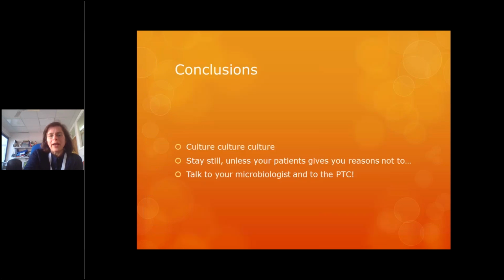Okay, so the conclusion from this is culture. Please try to work on what your clinical assessment is, what your microbiological findings are. Try to find the source of the fever and try not to react empirically to the fever, which is in the end a number. Stay still unless your patients give you a good reason not to, and talk to your microbiologist.